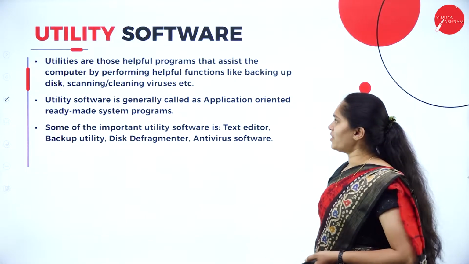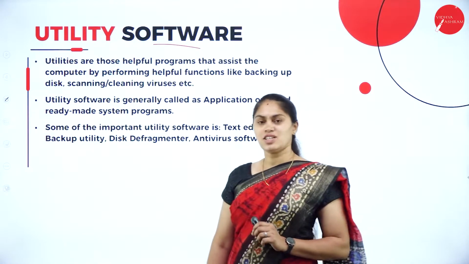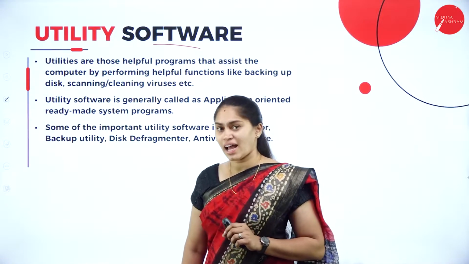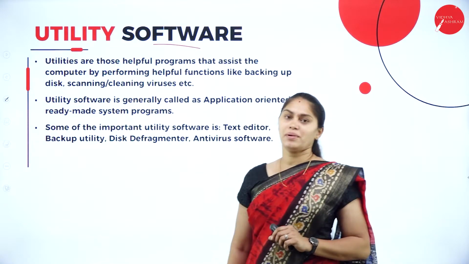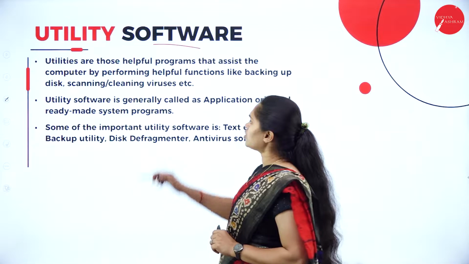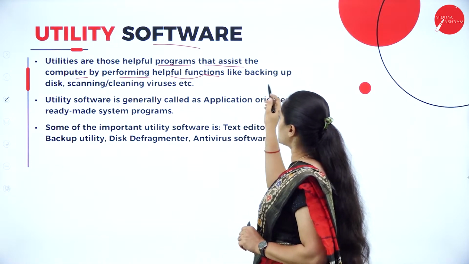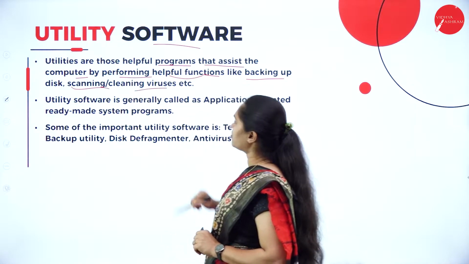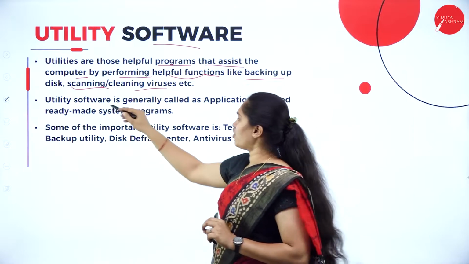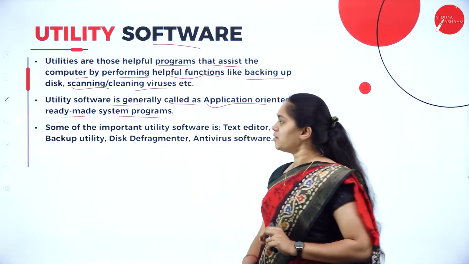Fine. Next we'll see what we mean by utility software. As I told earlier, utility software is going to enhance the performance of an operating system. It will tune the operating system features, and it is a helpful program that assists the computer by performing helpful functions. Those functions can be backing up disk, scanning, or cleaning of viruses. Utility software is generally called application-oriented ready-made system programs.